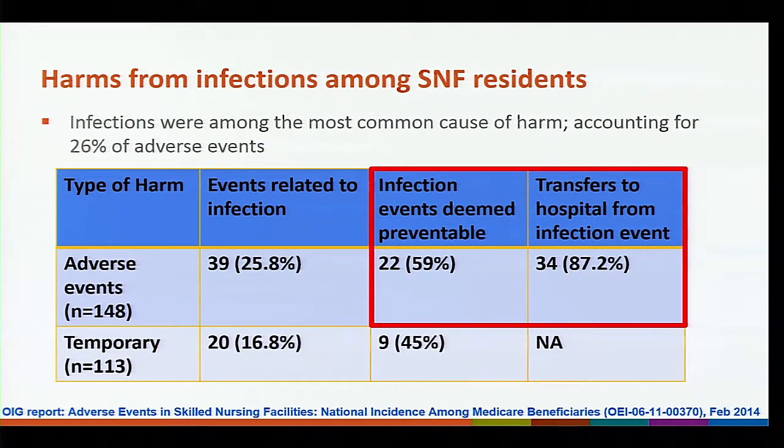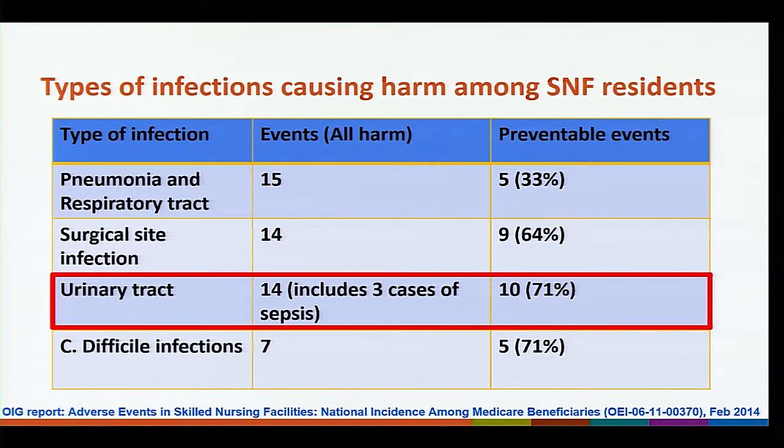the Office of the Inspector General report, where they went into a sampling of nursing homes and looked at those skilled nursing facility residents, or those short stay residents, and looked at the most common causes of harm. And you can see here that infection was the most common cause of harm, so about 26%. But what really is important here is that the majority of infections were actually deemed to be preventable. And when you break it down even further, you can see that urinary tract infection was really preventable, right? So 71% of infections that caused harm were thought to be preventable.